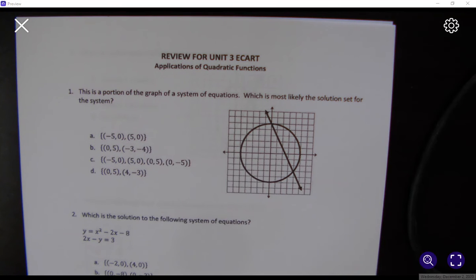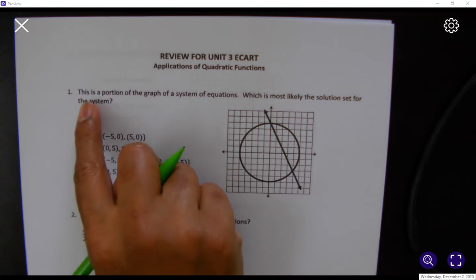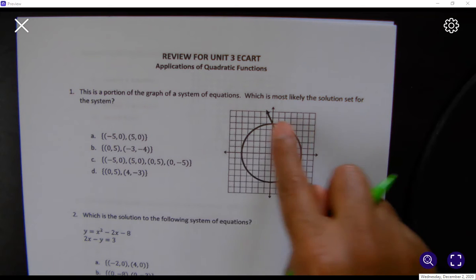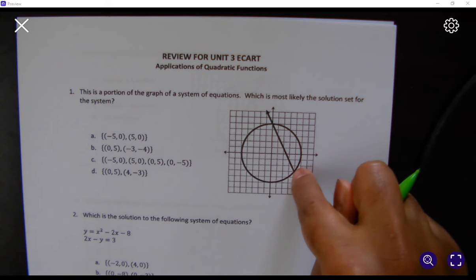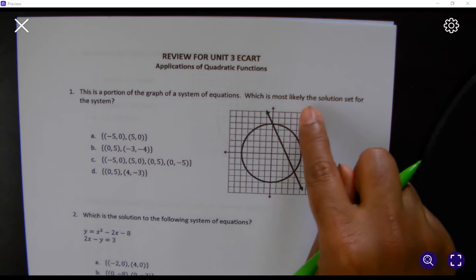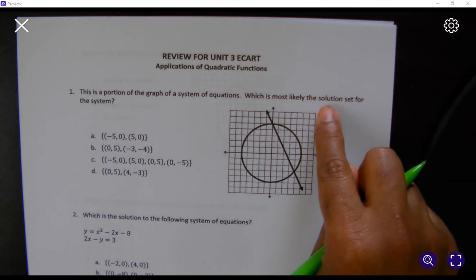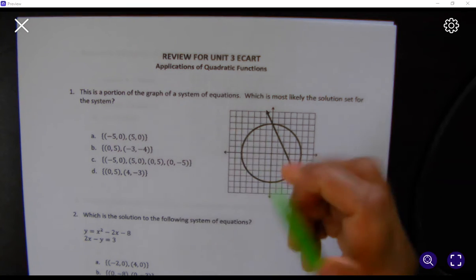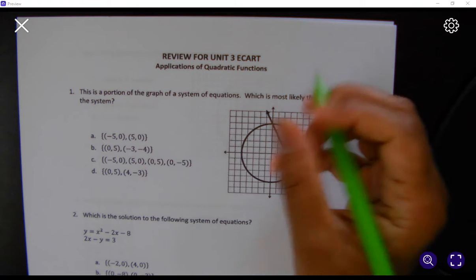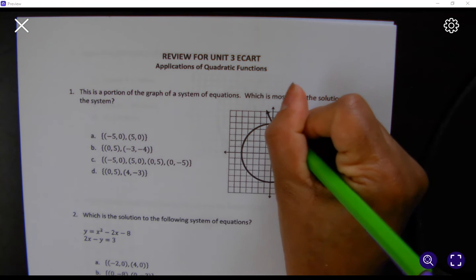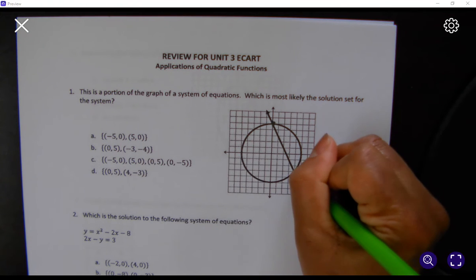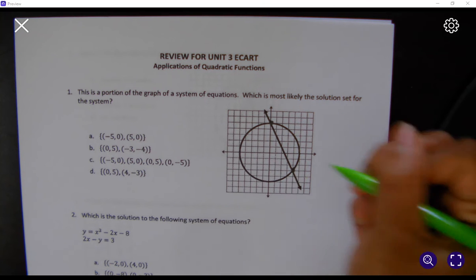Okay, so here is problem number 1. It says, this is a portion of the graph of a system of equations. So we have two things graphed here. Which is most likely the solution set for the system? So the solution set for a system is where they cross each other. So we have here this solution and this solution right here.